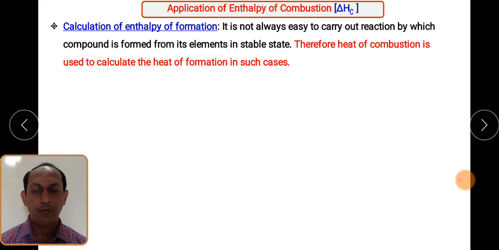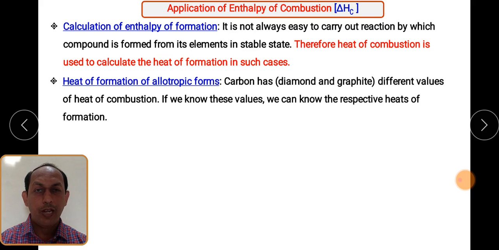हीट ऑफ फॉर्मेशन की जो वैल्यू होती है वो कैलकुलेट करने में बहुत परेशानी होती है. So if you know the value of combustion, how to know the value of combustion? Take the compound, burn it in excess air. So whatever the value you will get, that particular value will be equal to the heat of formation. Okay, so this particular value will be utilized to calculate the value of heat of formation or enthalpy of formation.